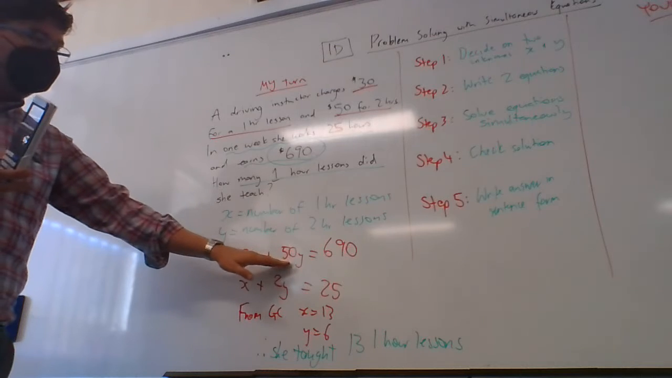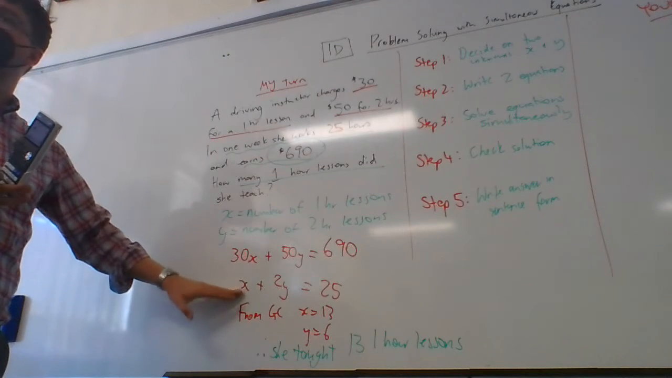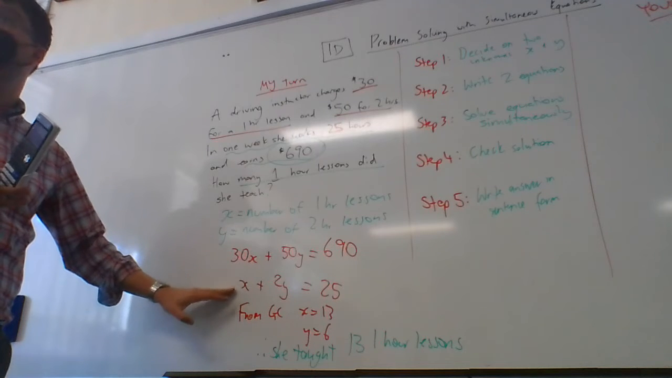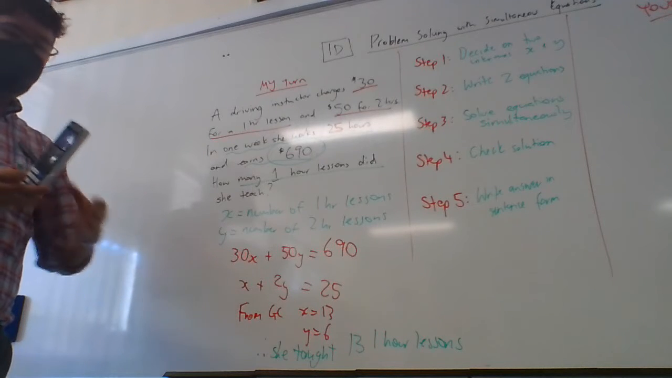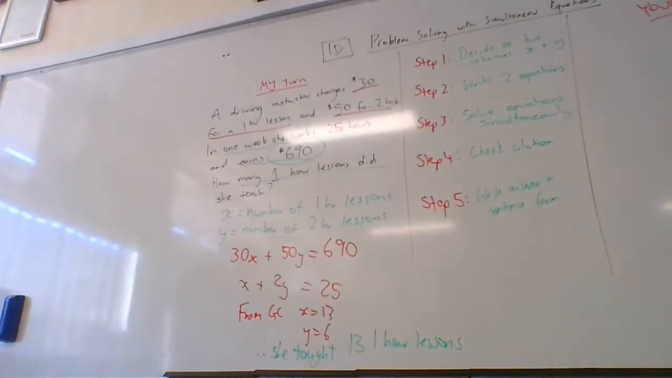So 30, 50, 690. Now there's no number in front of the x, so there's an imaginary 1. So we put the 1 there, and that's sort of how it looks. So it looked like that. And then you hit solve. Okay.